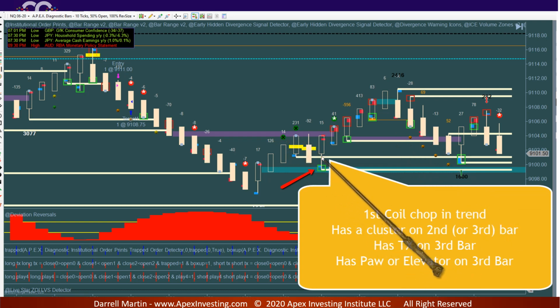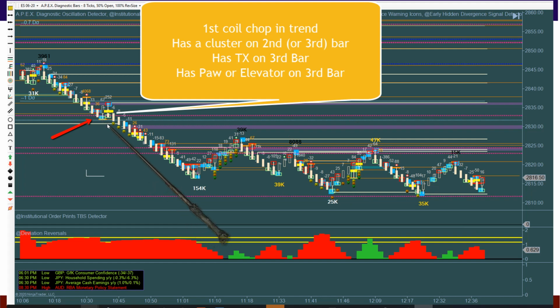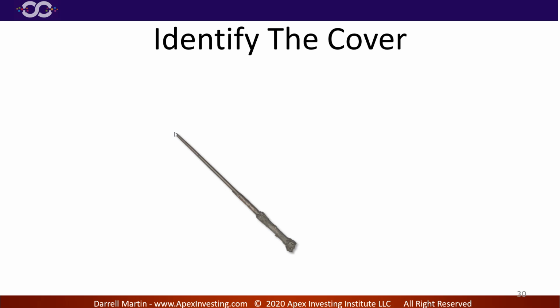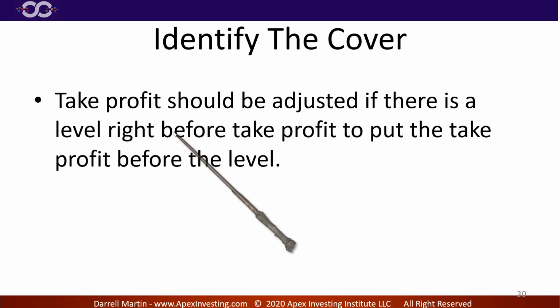Right here, up, down, up, entry, stop loss, take profit. Down, up, down, entry, stop loss, take profit. Cover. If there is a level right before your take profit, a tick before the level. Okay? And you'll use the same ATM on this as you use on other sniper trades.